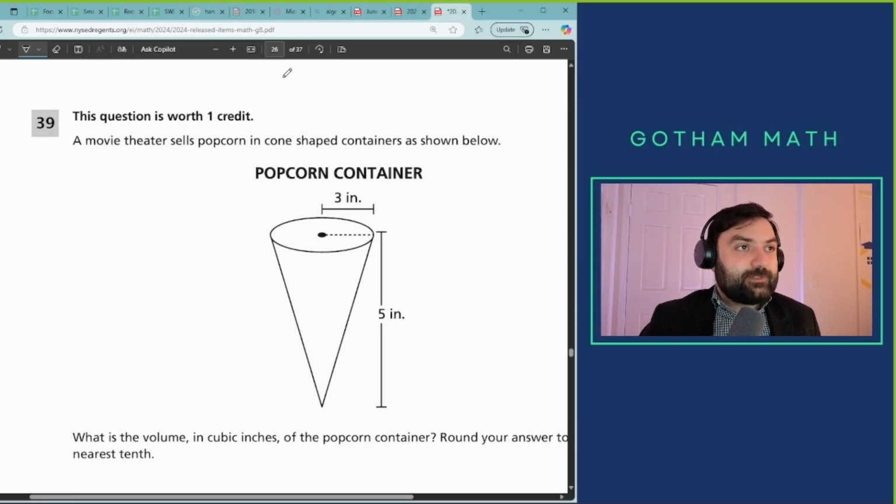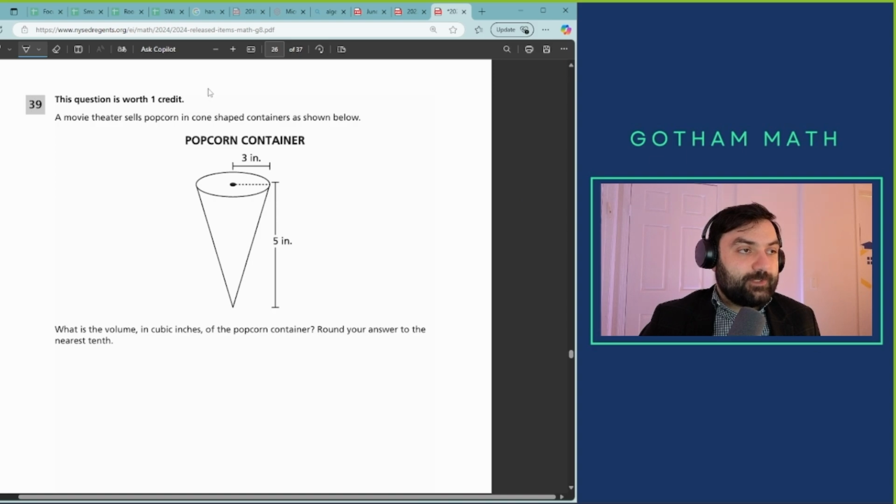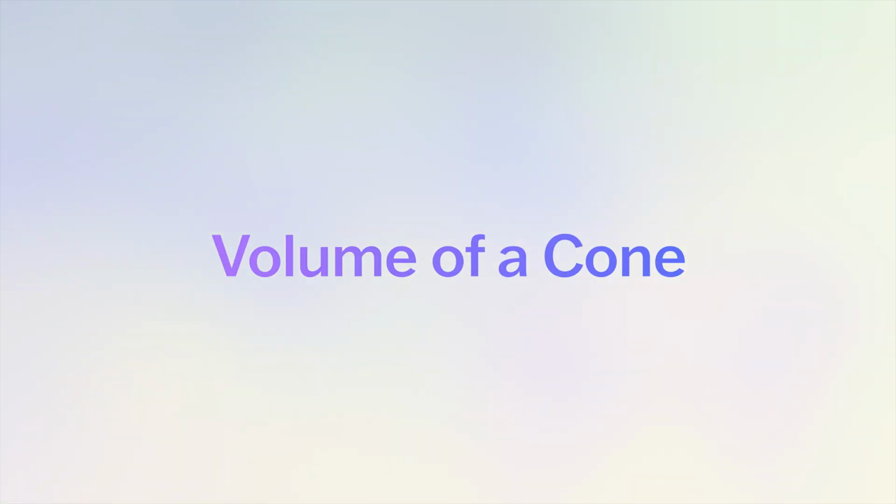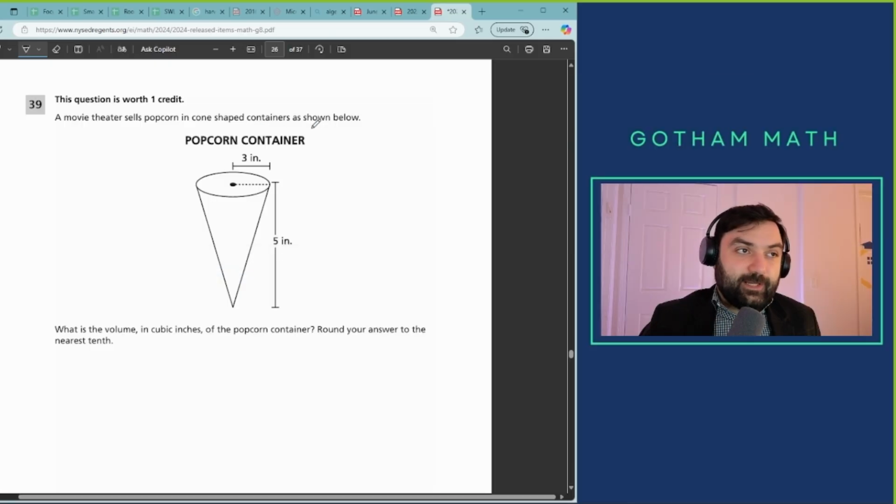And we get to a short response section. So no more multiple choices. A movie theater sells popcorn in a cone-shaped container as shown below. What is the volume in cubic inches of the popcorn container? Round the answer to the nearest tens. So when they say round the answer to the nearest 10, it means that pi will have to be converted as 3.14, or we're going to have to use the pi button. I'll show you how to do it.